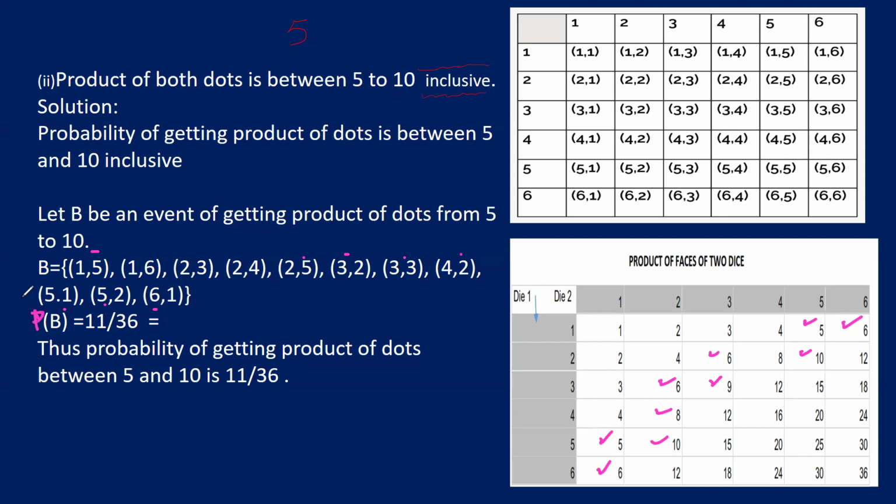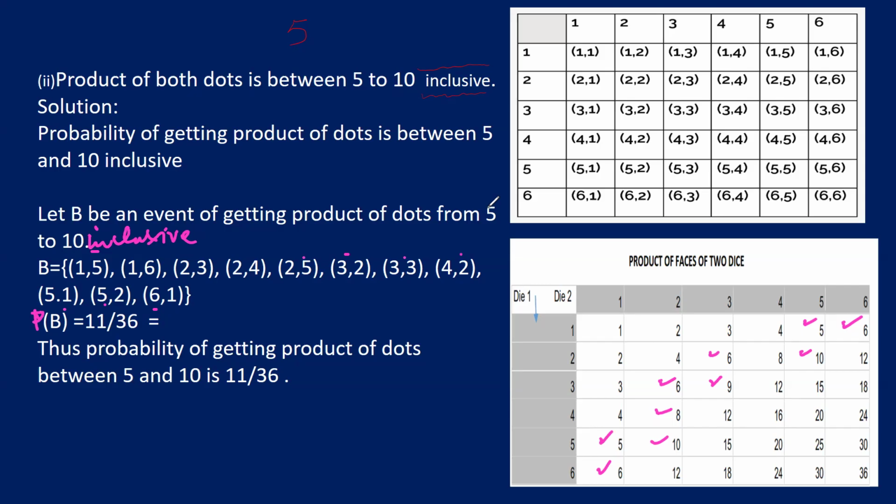I need to write it here. Probability. So I have declared the event that B is an event of getting product of dots from 5 to 10 inclusive, and consequently I am getting the probability.